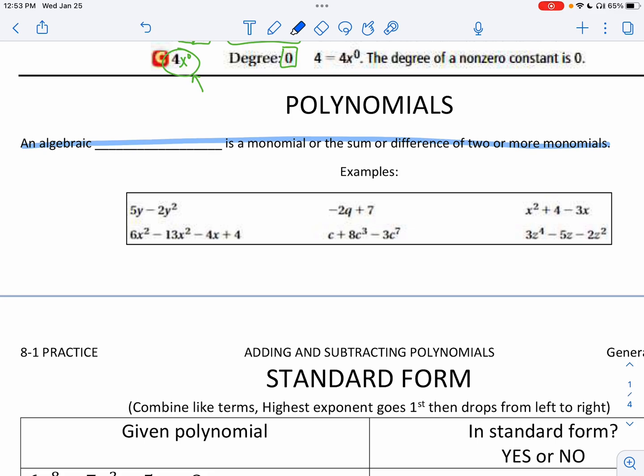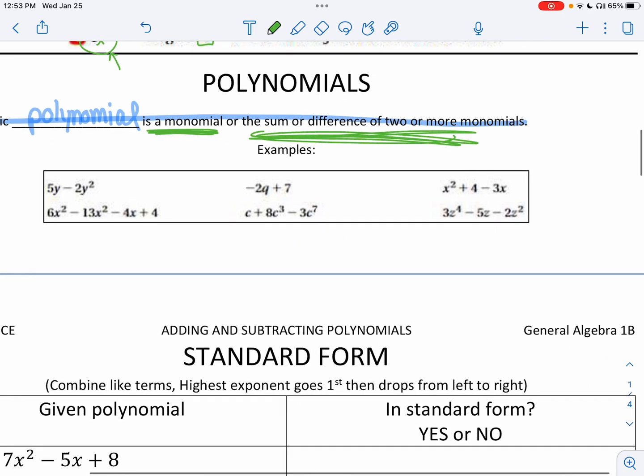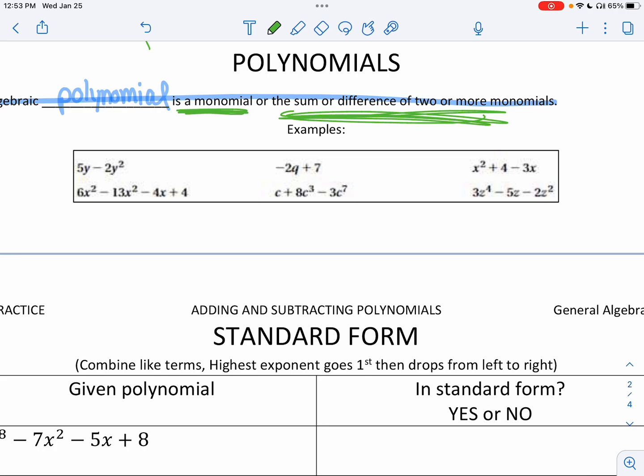A polynomial. An algebraic polynomial. That's really big. Let me shrink that down. There you go. An algebraic polynomial is made up of a single monomial or the sum or difference of 2 or more monomials. Here are 6 examples of polynomials.